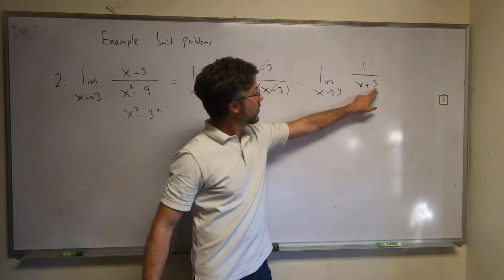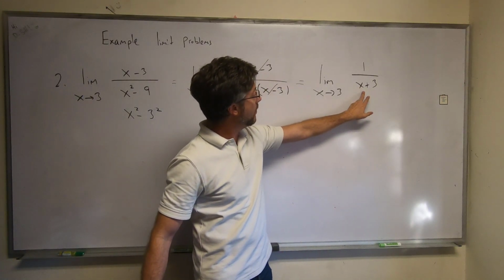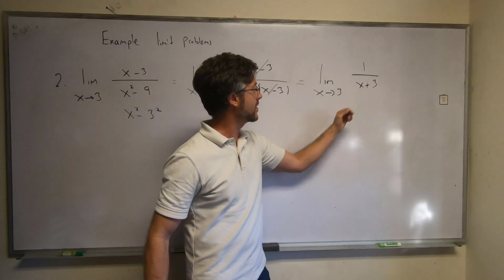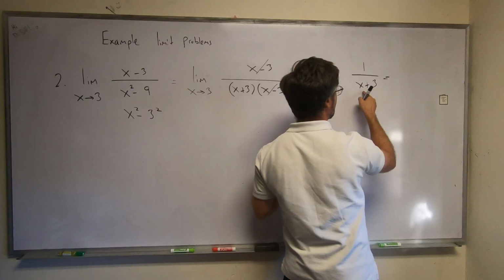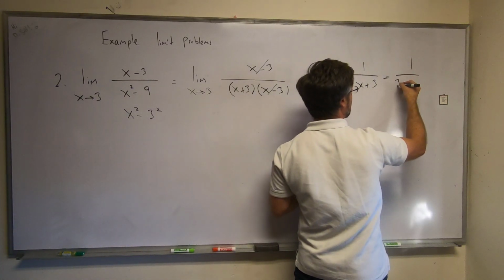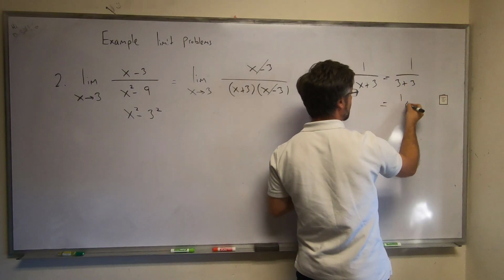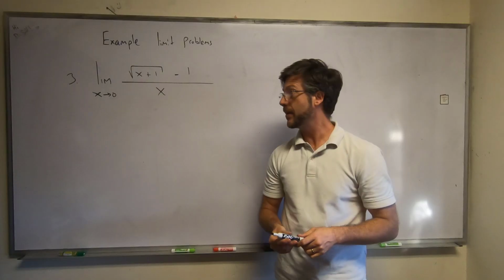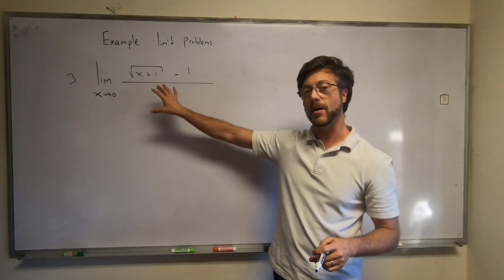Now, even though this function is not defined at negative 3, that isn't the place we're approaching, so it's okay simply to substitute in, because this function is continuous at 3. And then by substitution, we get that the limit is 1/6. All right, so problem 3 is our first new problem model.